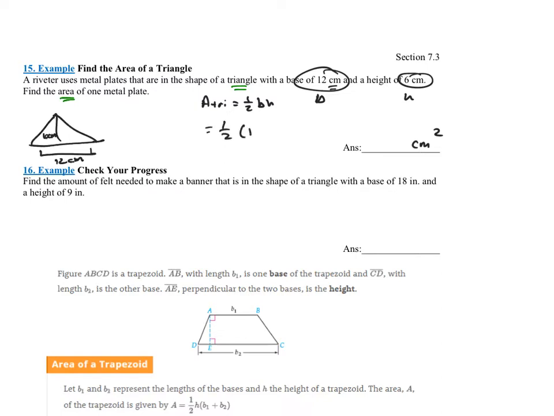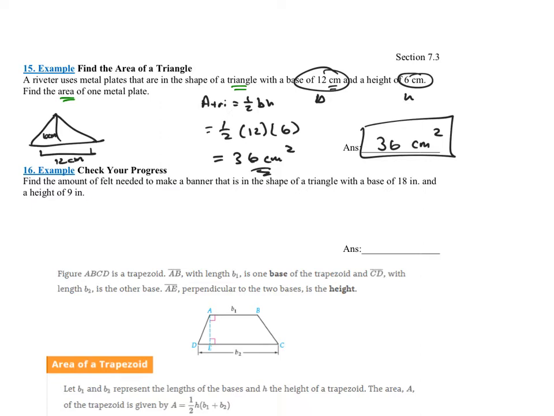It's going to be 1/2 times the base, which is 12, times the height, which is 6. Plug that into your calculator, 1/2 times 12 times 6. I'm getting 36, and then it's our units squared, so that'd be centimeters squared. We put that answer in the blank. We look on for example 16.